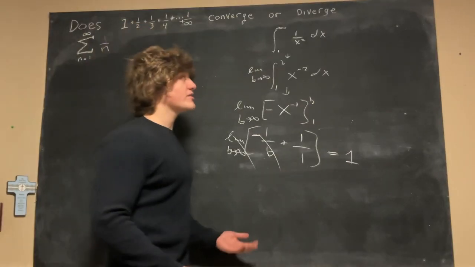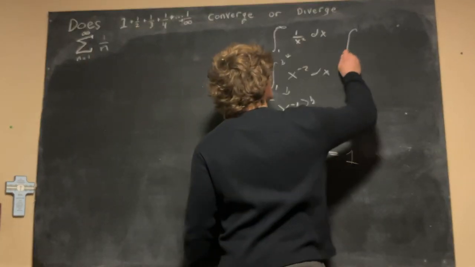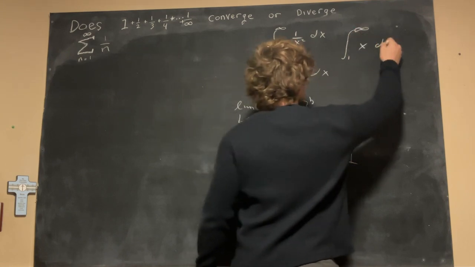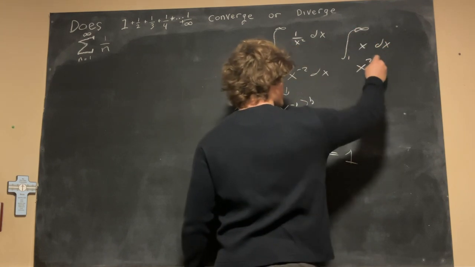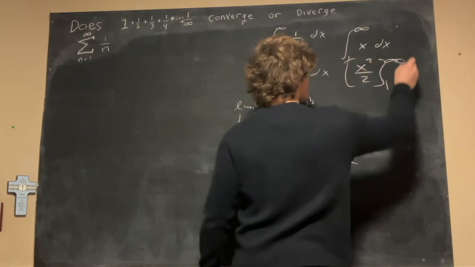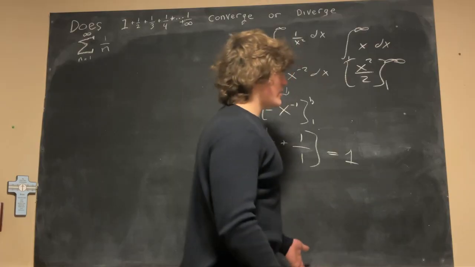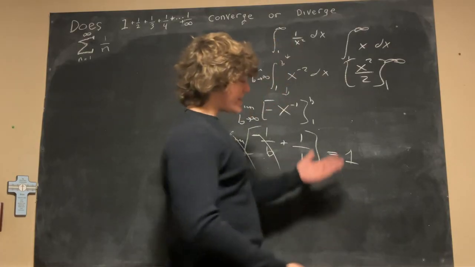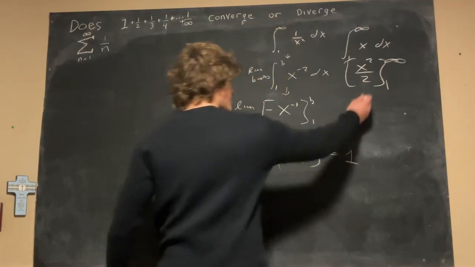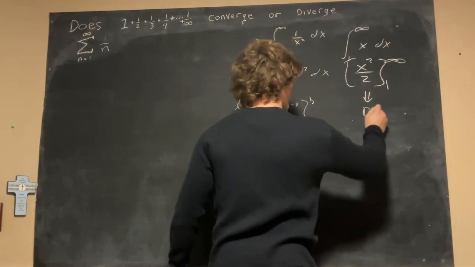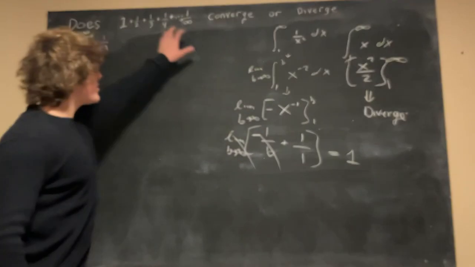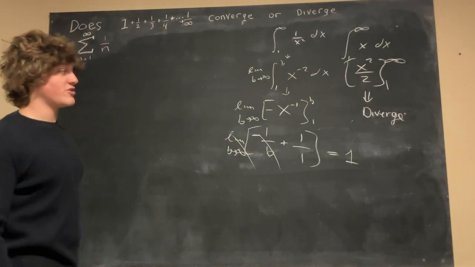However, if we had something like the integral of x from 1 to infinity dx, you would be able to tell that this is just x squared over 2, evaluated from 1 to infinity. Infinity squared is just going to be infinity. That's going to diverge. You can't encase that in a value. So this would diverge. What we are trying to find out is if this series converges or diverges.